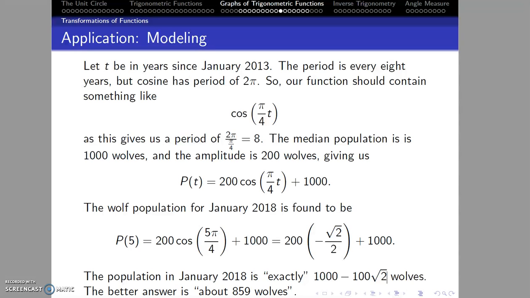So that's what we got this video. That's what we got for this transformation, how to change the period of a function. To change the period, we change the frequency, and the result is the reciprocal of that change.